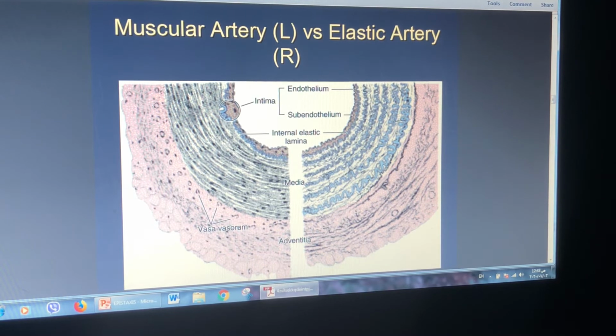We have the comparison between the muscular artery and the elastic artery. This is the tunica media. In the muscular artery, it is filled with smooth muscle, and the media in the elastic artery is filled with elastic tissue.